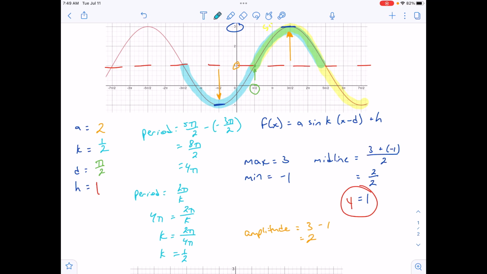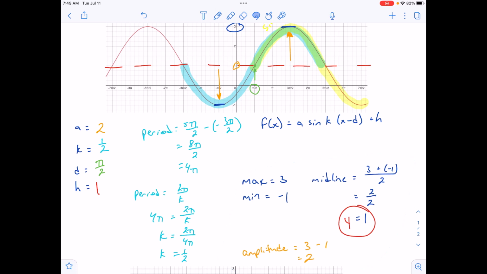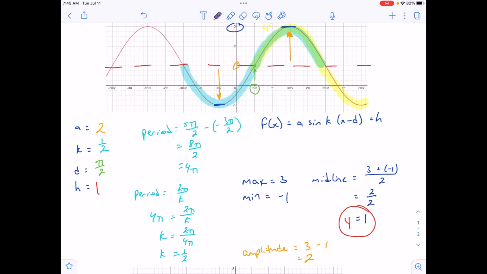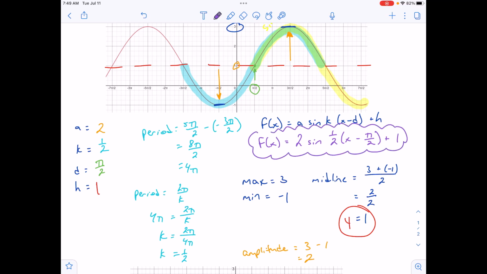We can now write our final function using all of our values. I'm going to do it over here in purple. Our final transformed function here is 2 sine of 1 over 2 x minus pi over 2, all plus 1. Alrighty, not bad. Let's do another one.